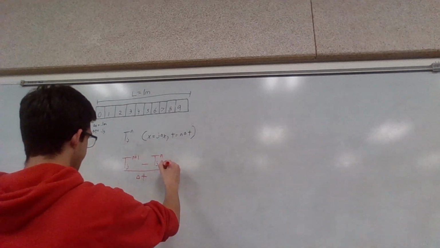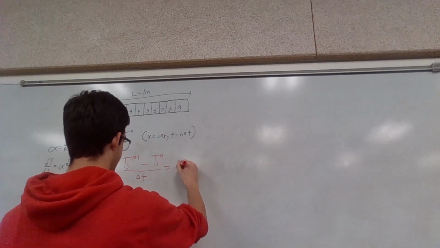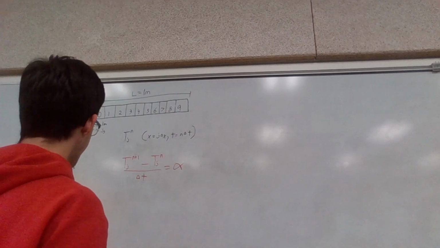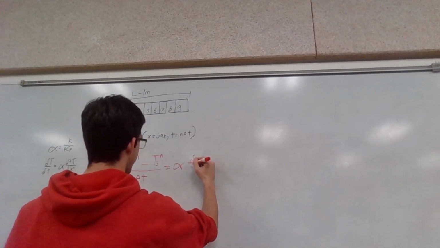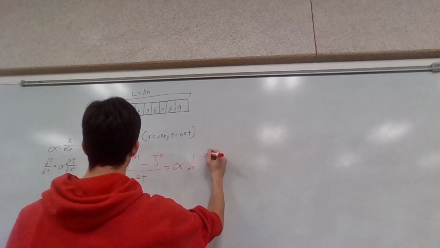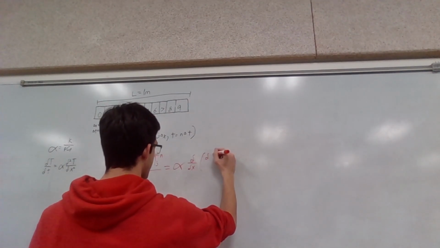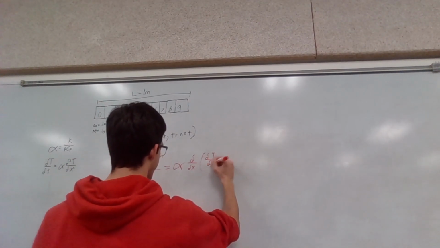Let's do it for the other one. That'll be equal to some alpha. And let's write this out the long way here first. Our partial with respect to x of our change in temperature with x.